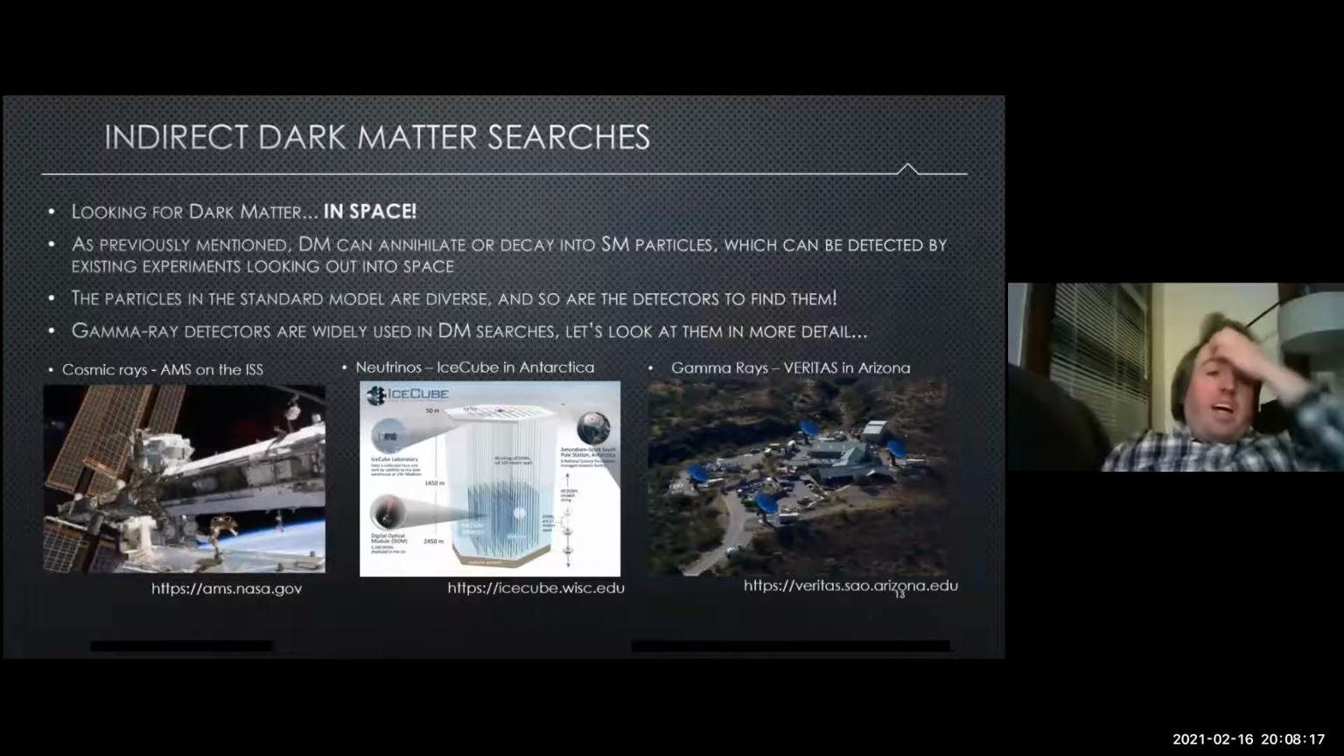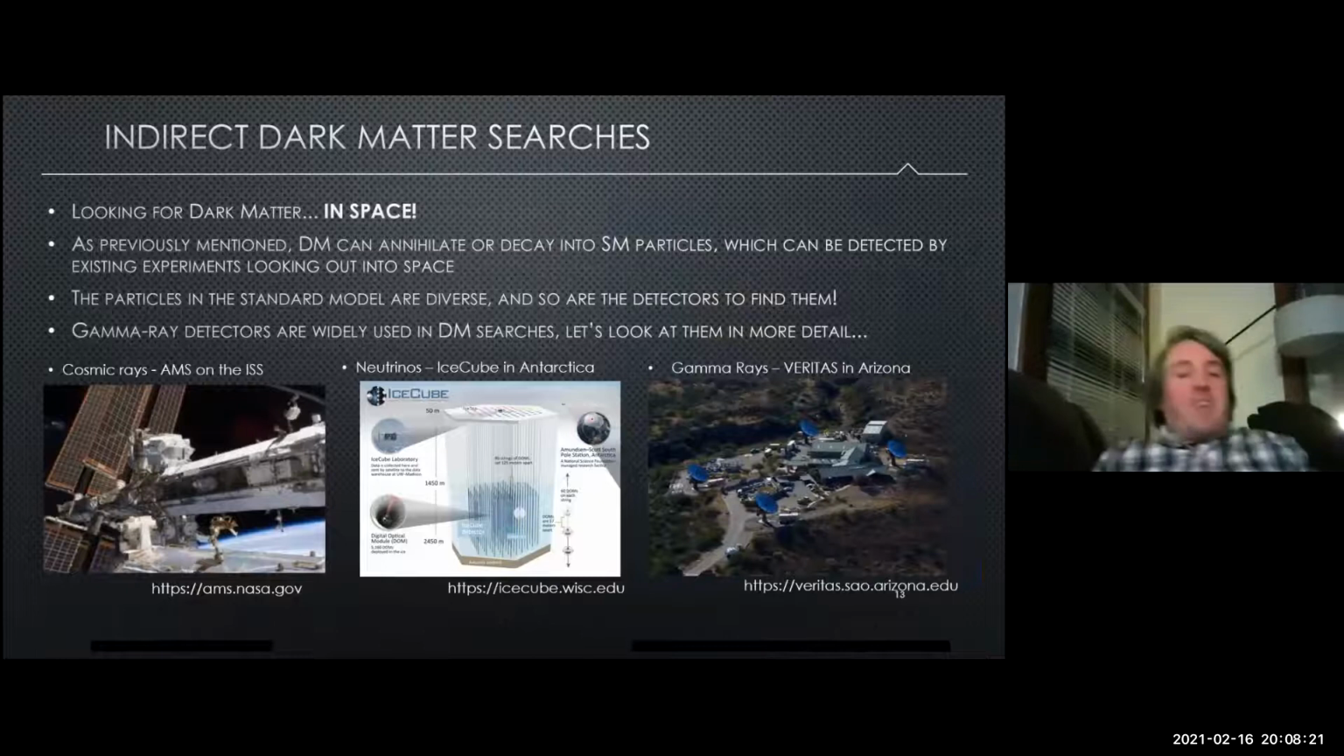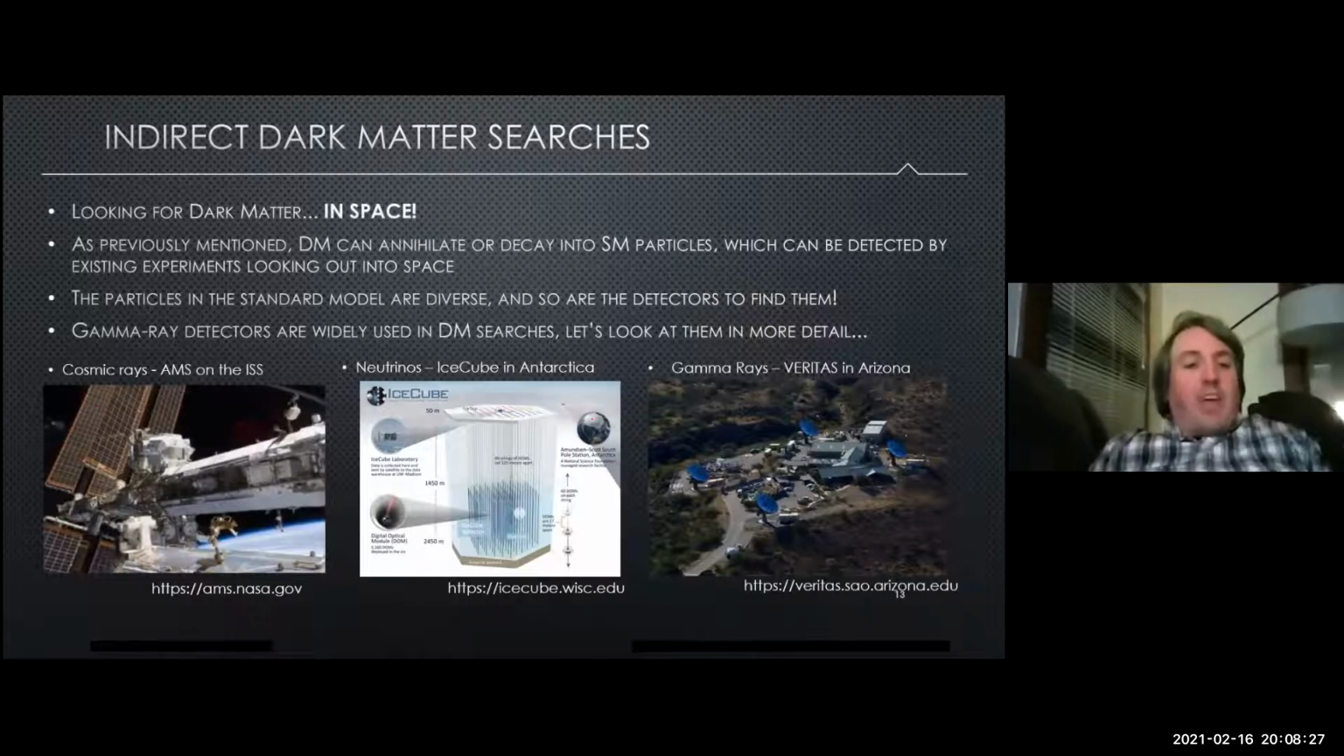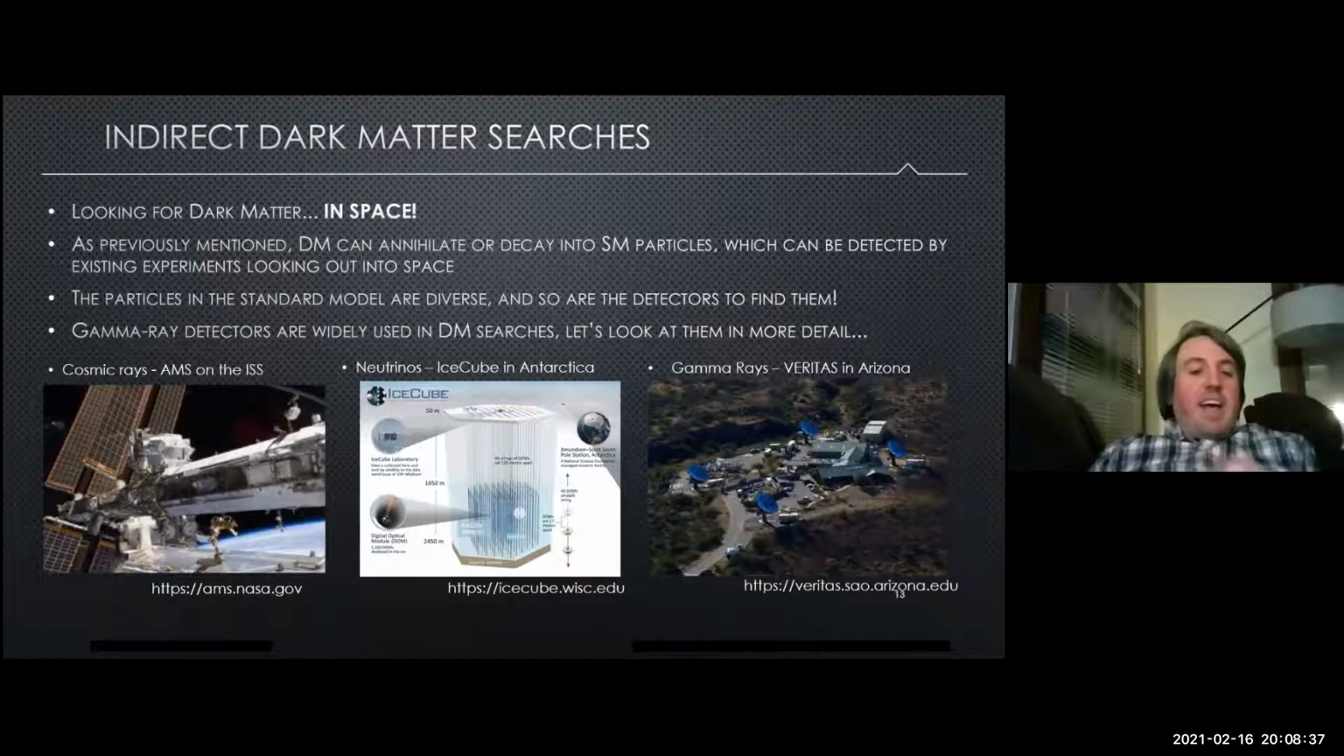Okay, so indirect dark matter searches. This is looking for dark matter in space, because everything sounds cooler when you say "in space" afterwards. As Prilly mentioned, dark matter can annihilate or decay into standard model particles, which you can look for with existing experiments looking out in space.